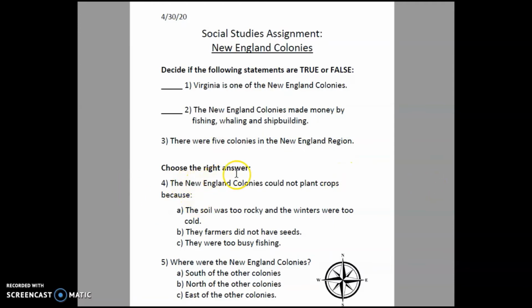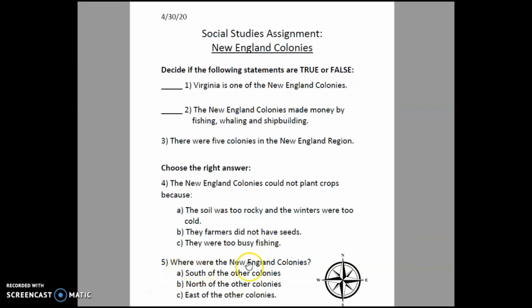Choose the right answer. The New England colonies could not plant crops because A. The soil was too rocky and the winters were too cold. B. The farmers, boy, that's a typo. I will fix it. The farmers did not have seeds. C. They were too busy fishing. So you have to decide what is the right answer.